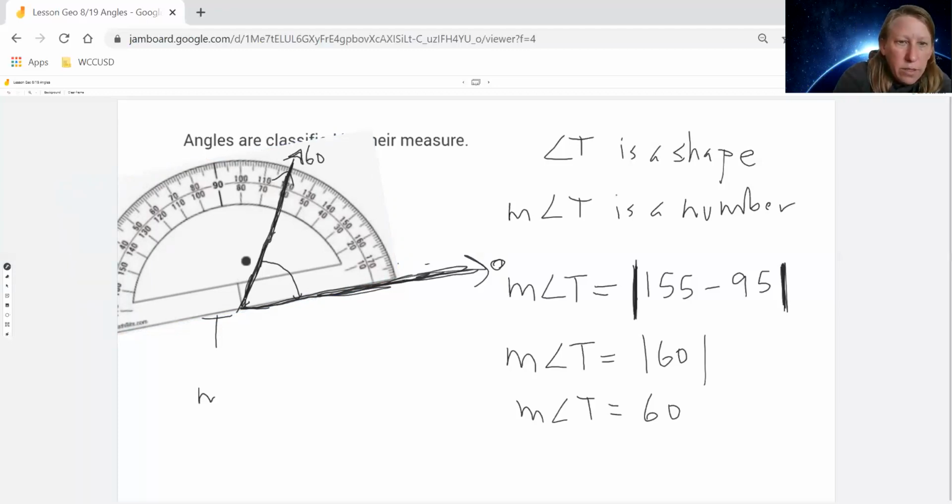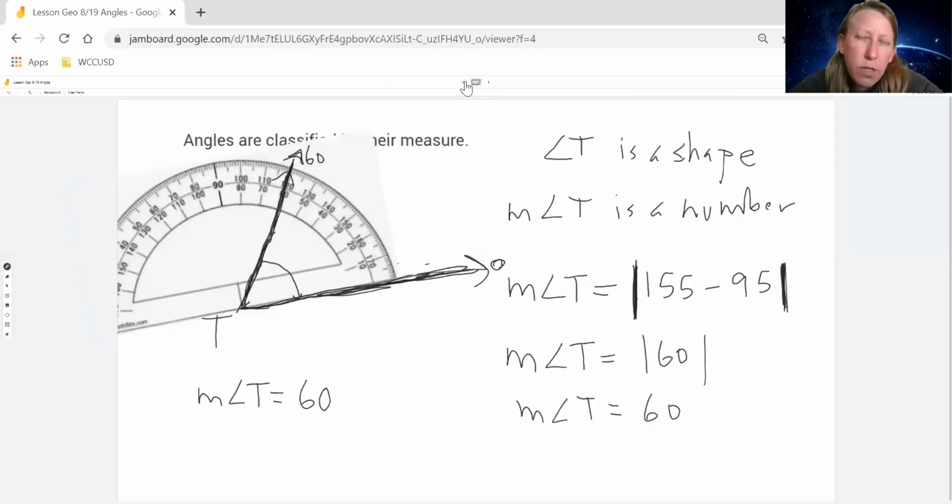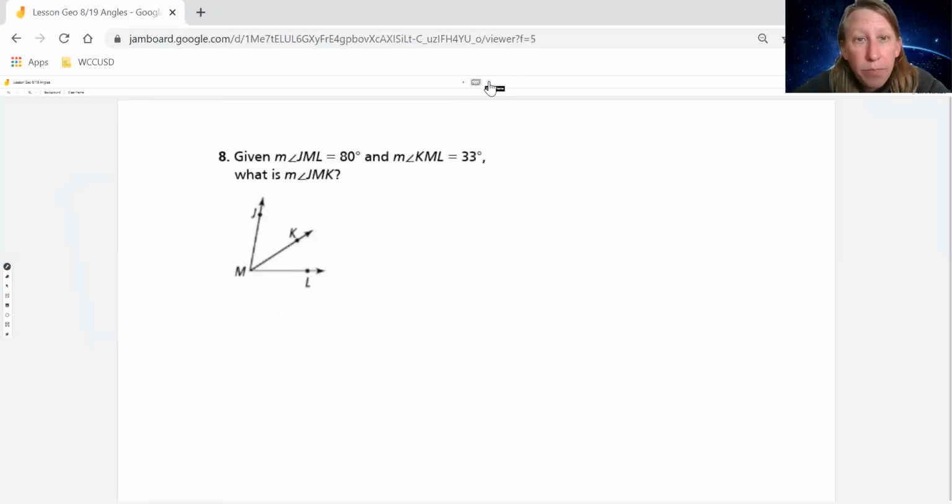So another way to do it is to place your protractor properly and just look at the number on there. That's the protractor postulate. Tomorrow we'll talk about the different types of angles. There are 4. See if you can think about what they are.